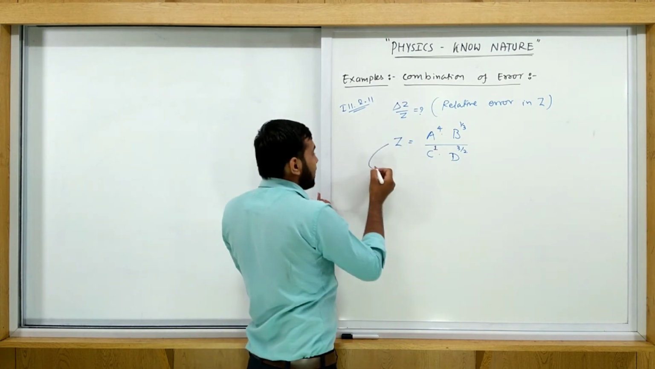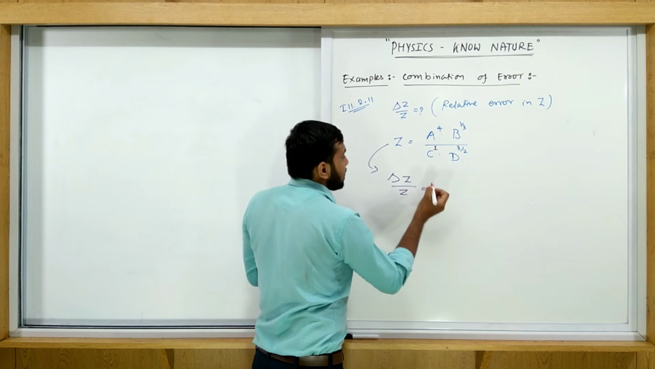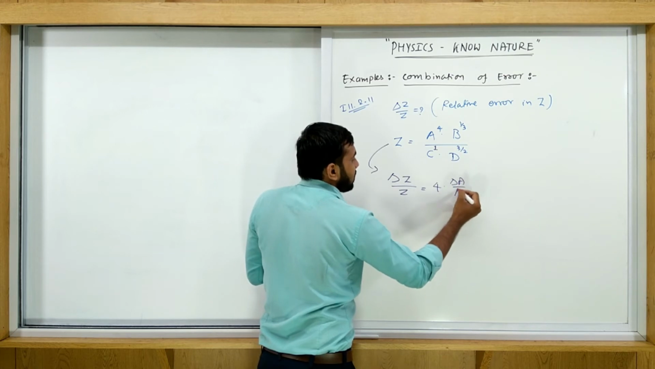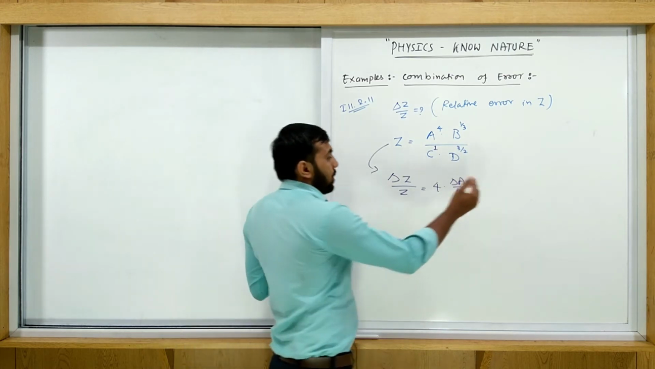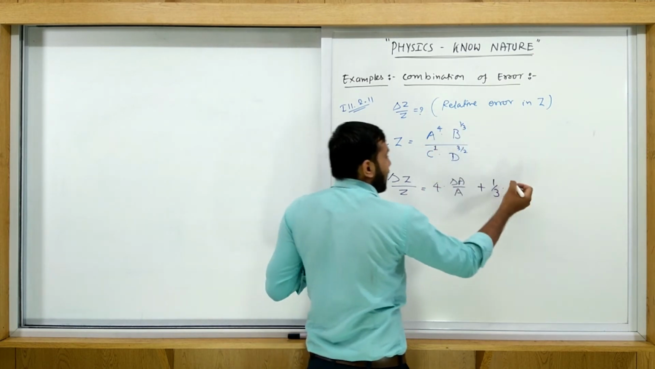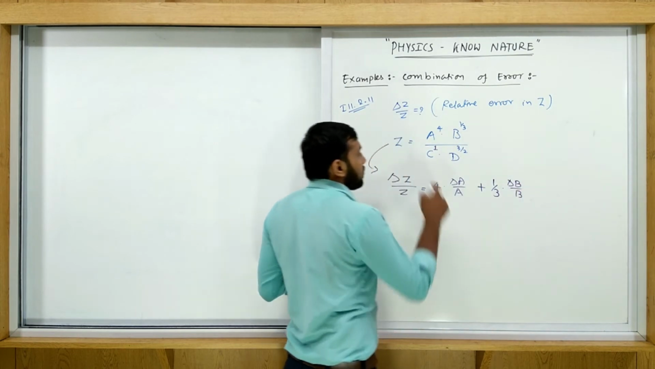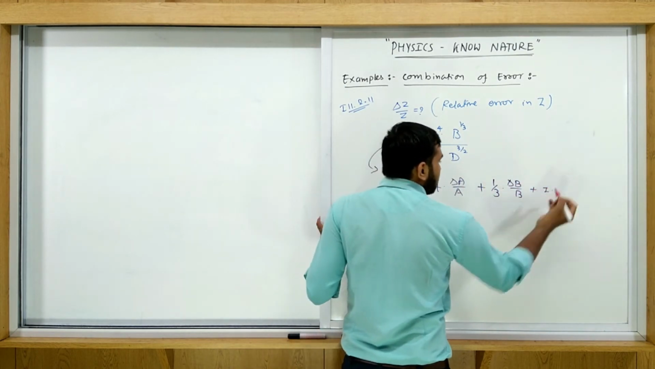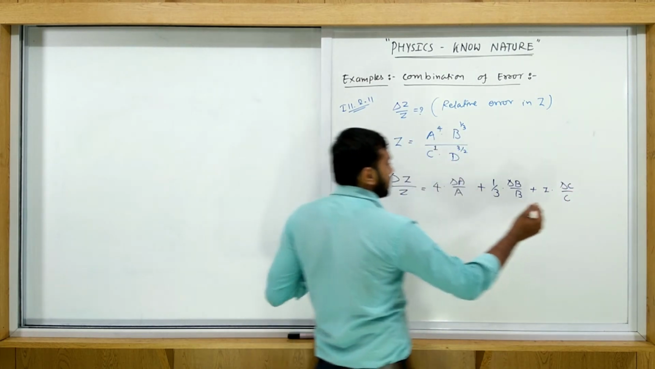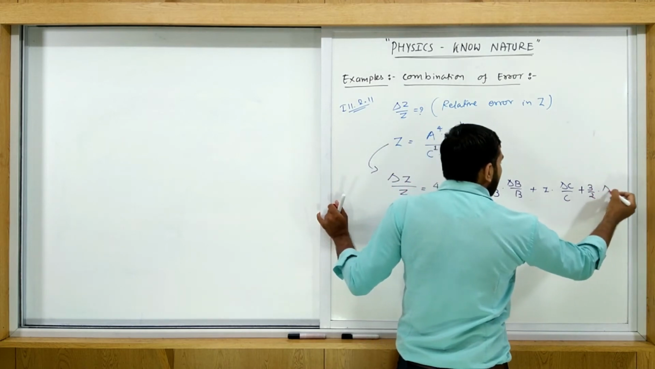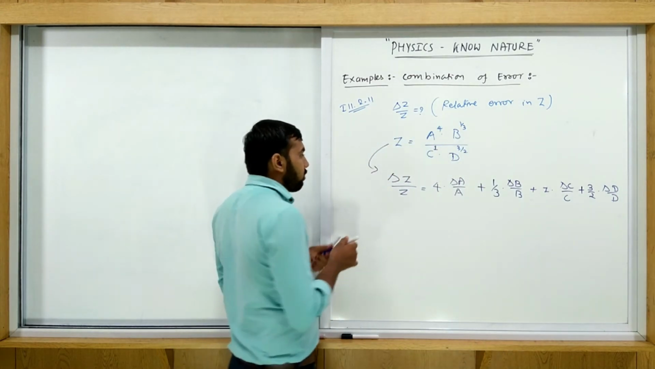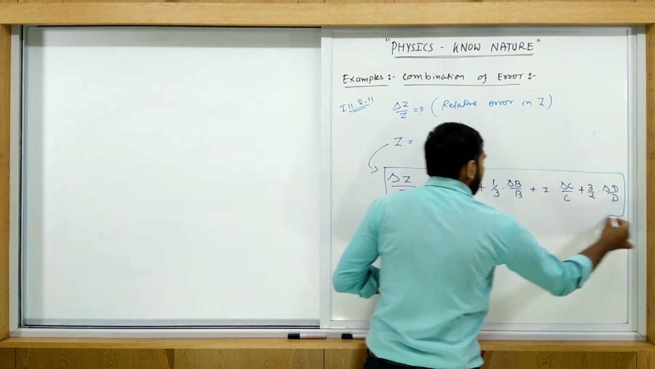So how do we write this relative error? Delta z upon z is equal to, what is the power of a? 4. So 4 multiplied by the relative error of a, delta a upon a, plus what is the power of b? 1 by 3. So 1 by 3 into the relative error of b, delta b upon b. What is the power of c? 1. So plus 1 into delta c upon c. And what is the power of d? 3 by 2. So plus 3 by 2 into delta d upon d. So use the rule of a power to get the relative error. So this is our answer. Very simple.